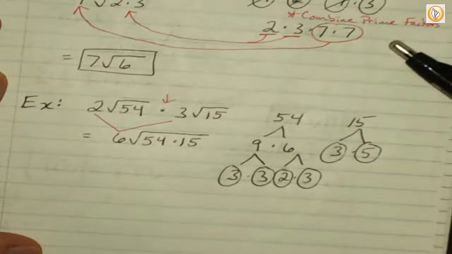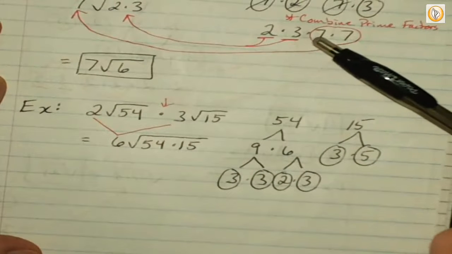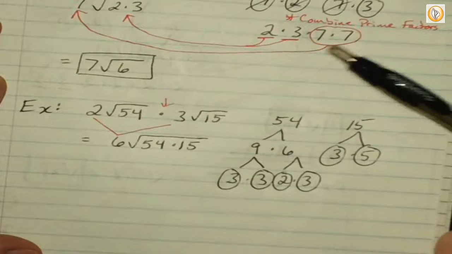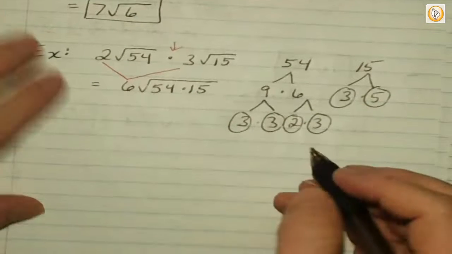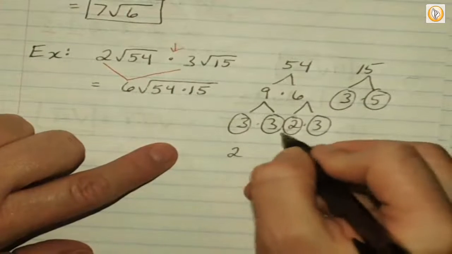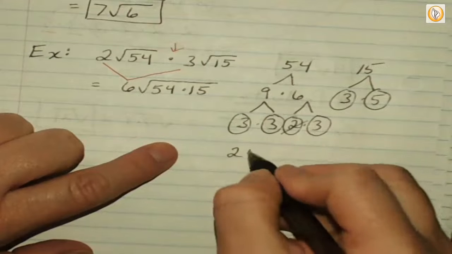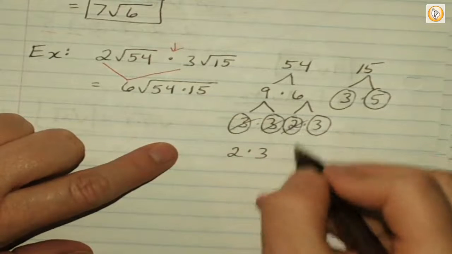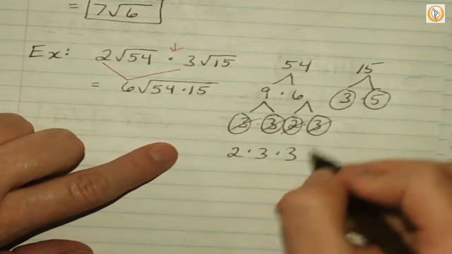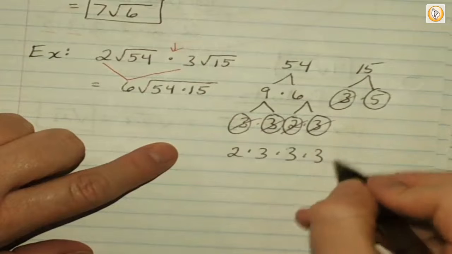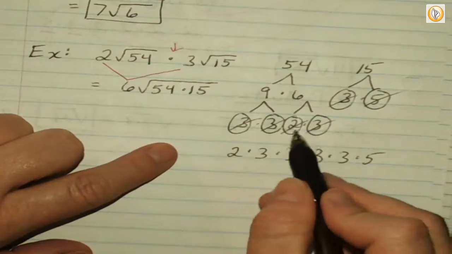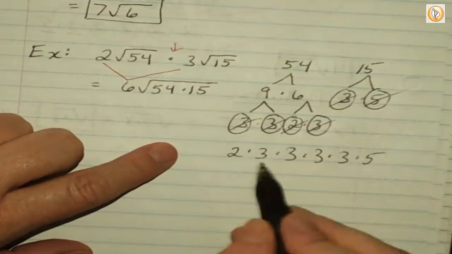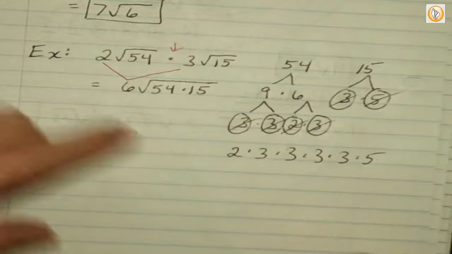Now, just like up here, I'm going to list all my prime factors in order from least to greatest for all numbers. So I've got 2 times 3 times 3 times 3 times 3 times 5. 1, 2, 3, 4, 5, 6. 1, 2, 3, 4, 5, 6.